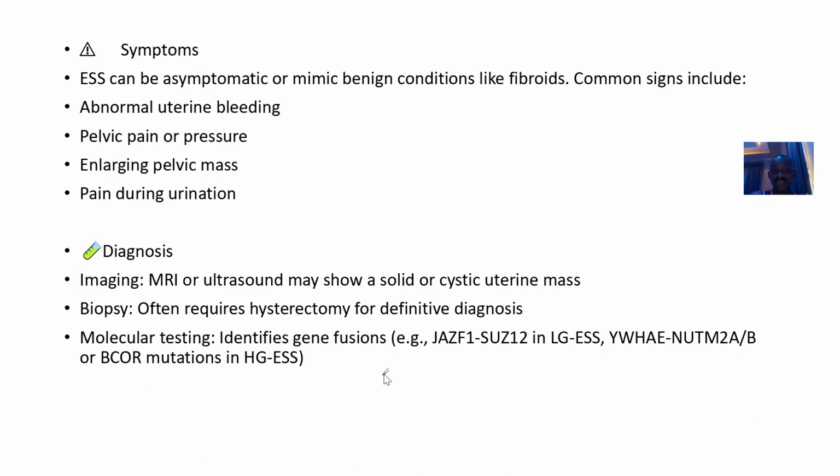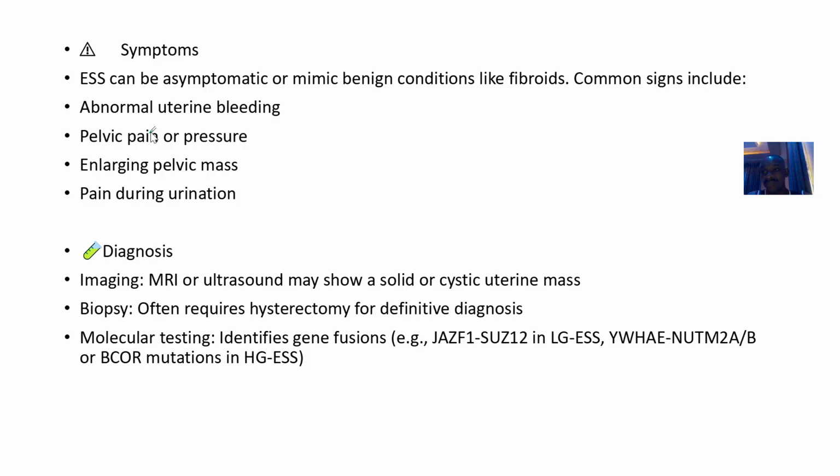So for symptoms, a person who has this type of cancer might be having a lot of bleeding, and this bleeding is from the uterus. They'll be having so much pelvic pain. All right, there's also pressure. There's a pelvic mass and it's becoming so large. When they try to urinate, there's a whole lot of pain. Do you understand?